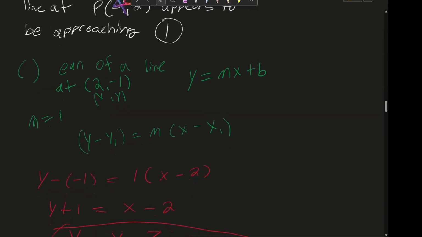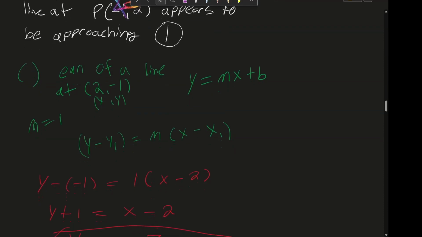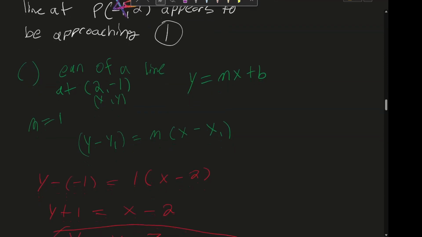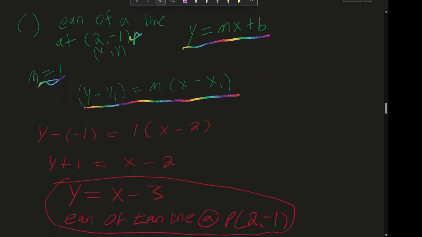And part C is asking to then find the equation of the tangent line at the point (2, -1). So you have your slope as 1. It's what you found in part A. So the tangent line is approaching a slope of 1. You have your point P, which is (2, -1), and the equation of a line is y equals mx plus b. To find the equation of a line, you use this equation here, y minus y1 equals m times the quantity x minus x1.